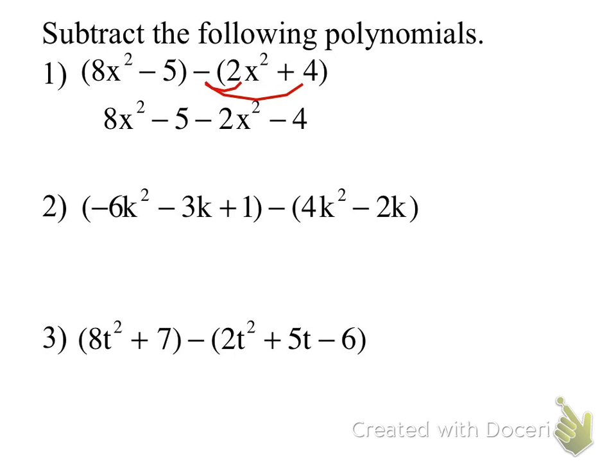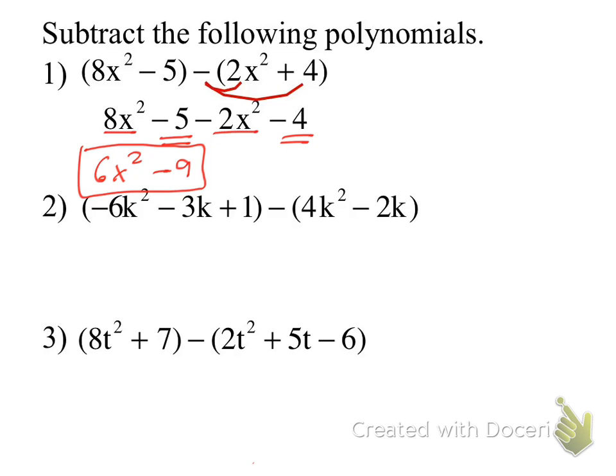Now we combine like terms. And we have 8x squared are the same. And negative 5 is the same. And so what does it combine to, Chris? 6x squared minus 9. Now, as soon as I teach you to factor, all you're going to want to do is factor that out. We're not factoring. We're just combining like terms.